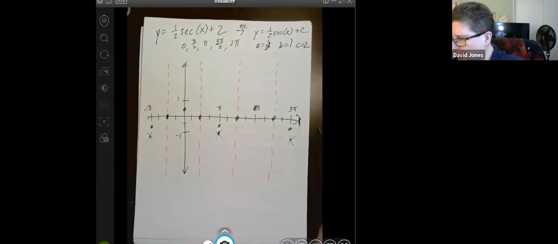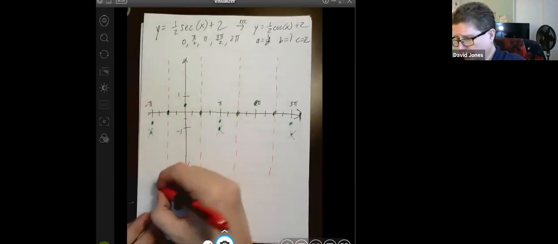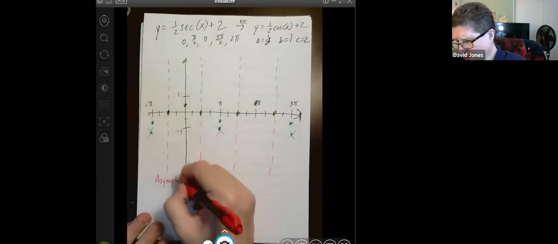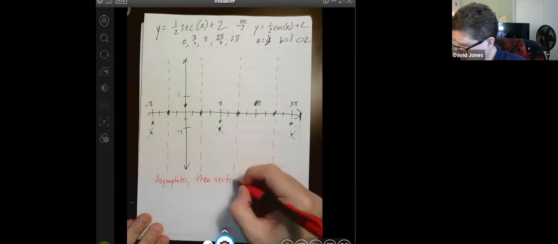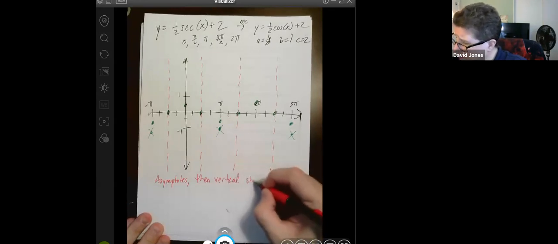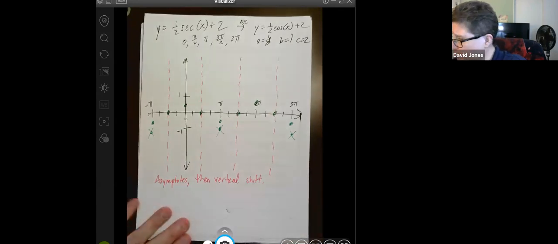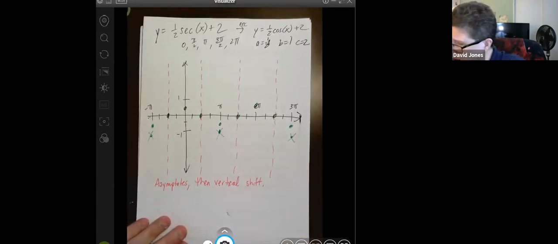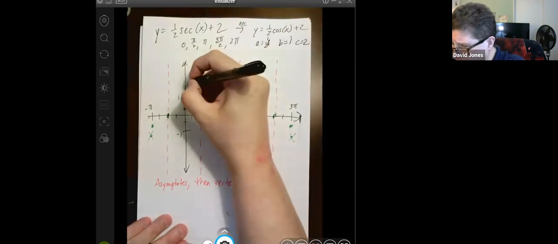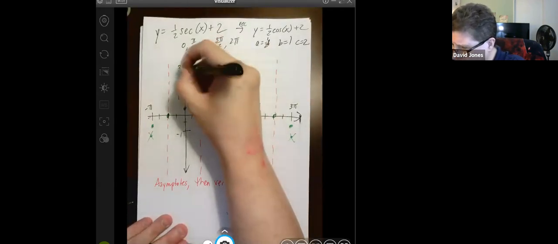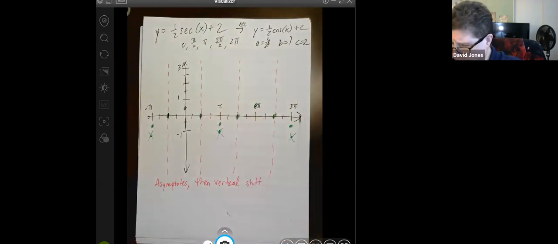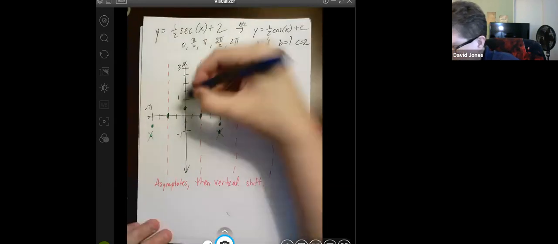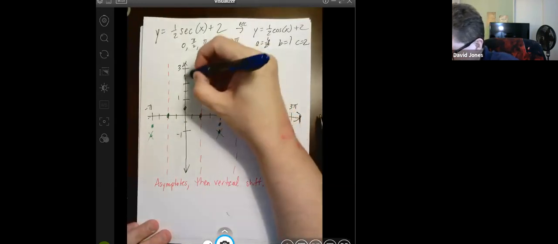And now that I've done that, now do the vertical shift. Asymptotes, then vertical shift. So we're going to go up 2. So 1, 2, this point goes there.